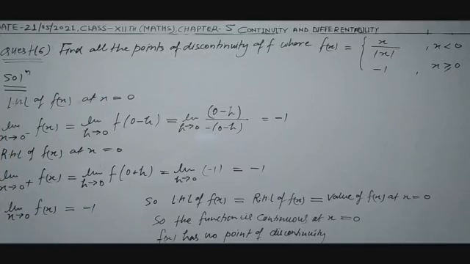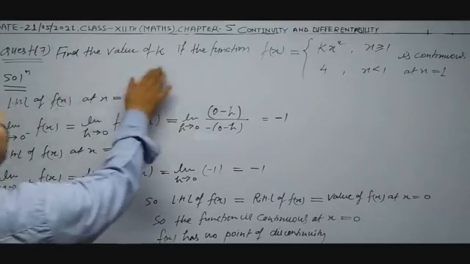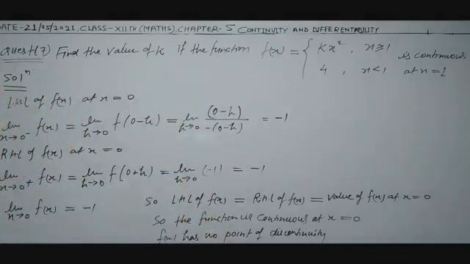Now come to the next question, question number 7. Find the value of k if the function f(x) is equal to kx square for x greater than or equal to 1, and 4 for x less than 1. We have to find the values of k such that the function is continuous at x equals 1. So similar process, we will find the values of left hand limit and right hand limit.